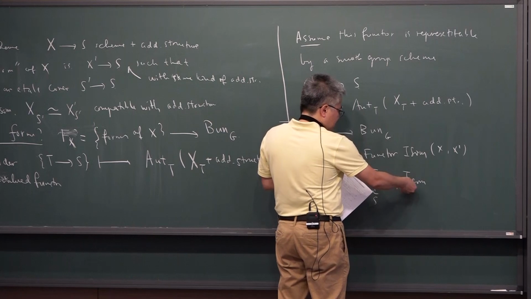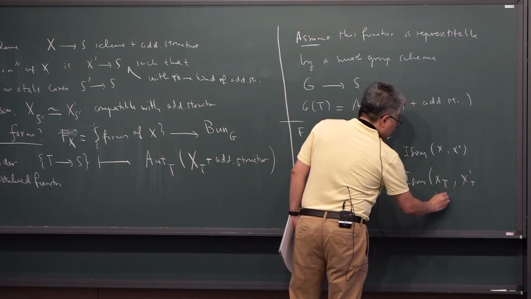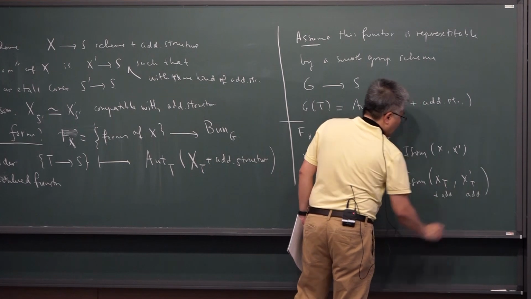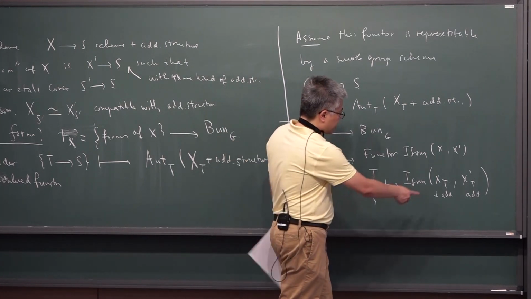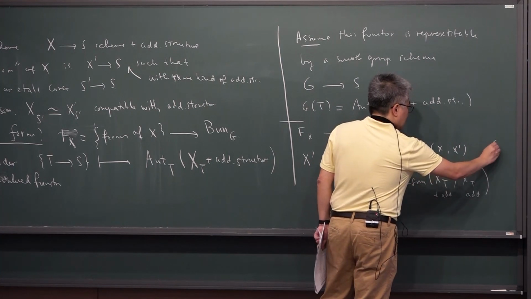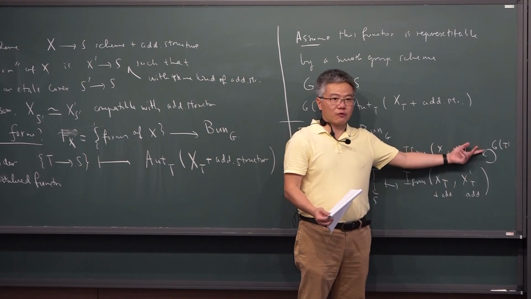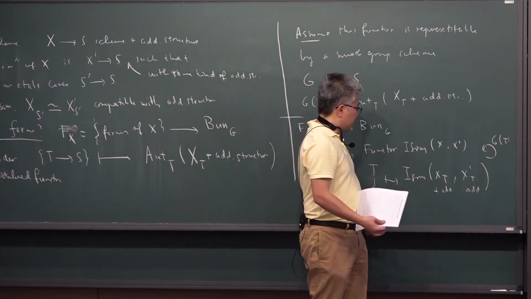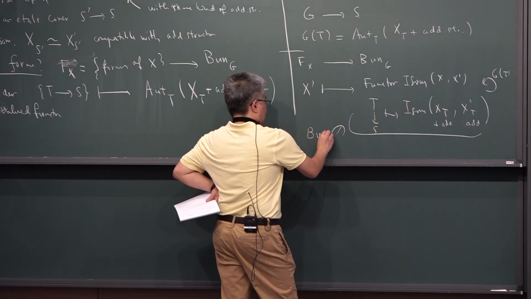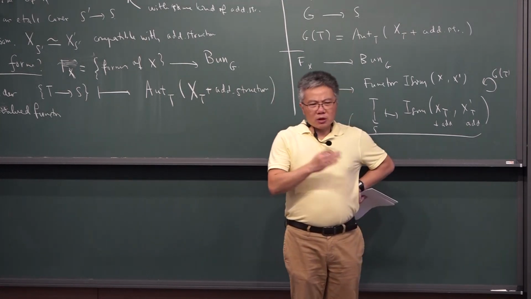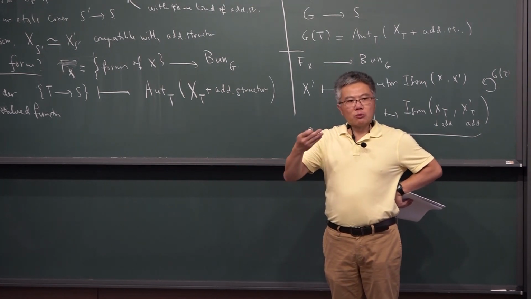Now, this is a functor to the set from Xt. Xt is base change to Xt, x prime t, plus additional structures. So now this thing is really acted on by G, because when I have two isomorphisms, when you compose one with the inverse of the other, you get an automorphism. And so this functor is non-trivial. So this is a very abstract construction of how we go from forms to bundles over the automorphism groups.